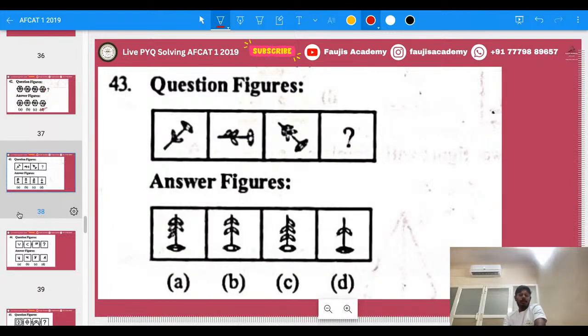43. Is it moving clockwise direction? Is it moving clockwise direction, guys? Is all of it moving in the clockwise direction?